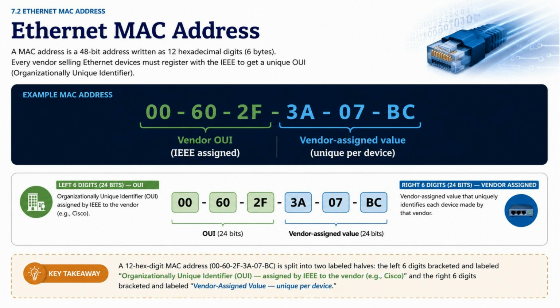A MAC address is 48 bits, written as 12 hex digits, 6 bytes. Every vendor must register with IEEE to get a unique OUI. Walk the example on screen. 00602F3A07BC splits into the left 6 digits, the IEEE assigned vendor OUI, e.g., identifying Cisco, and the right 6 digits, the vendor assigned value, unique per device.